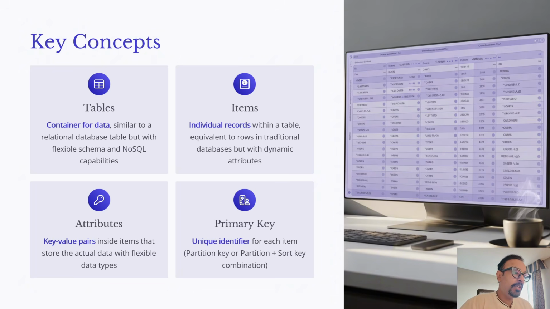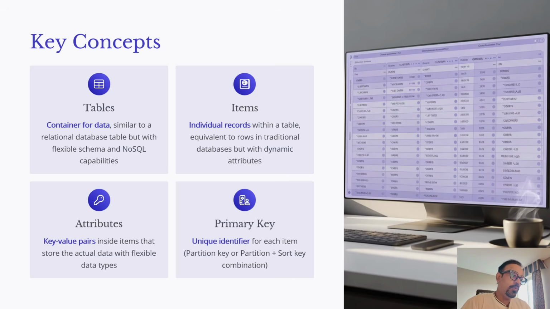First key concept is tables. These are the containers for your data, similar to tables in a relational database. But unlike RDS, DynamoDB tables have a flexible schema, meaning each record can have different attributes. Let me tell you in simple words, when we create a table in a relational database, that is RDS, whenever we have to create the records, that is rows, it's compulsory for us to give a value for each of the columns for that specific table. But in DynamoDB, it's not like that, it's flexible.